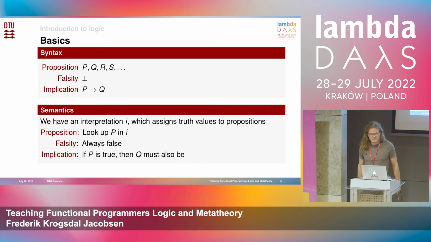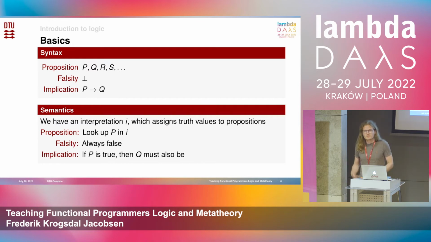Basically what I just said is the semantics. So we have an interpretation that says which things are true and which things are false. And to find out if a proposition is true, we just look in the interpretation whether it's true or not. Falsity is just always false, and implication, if P is true, then Q also has to be true.